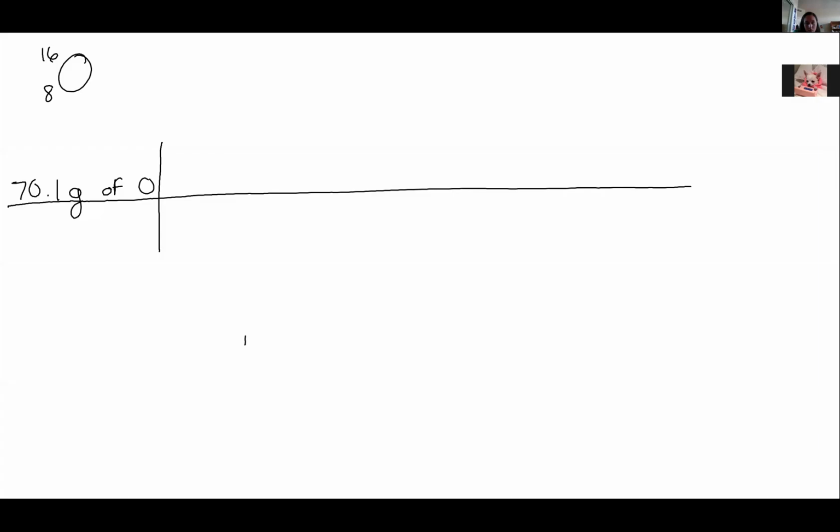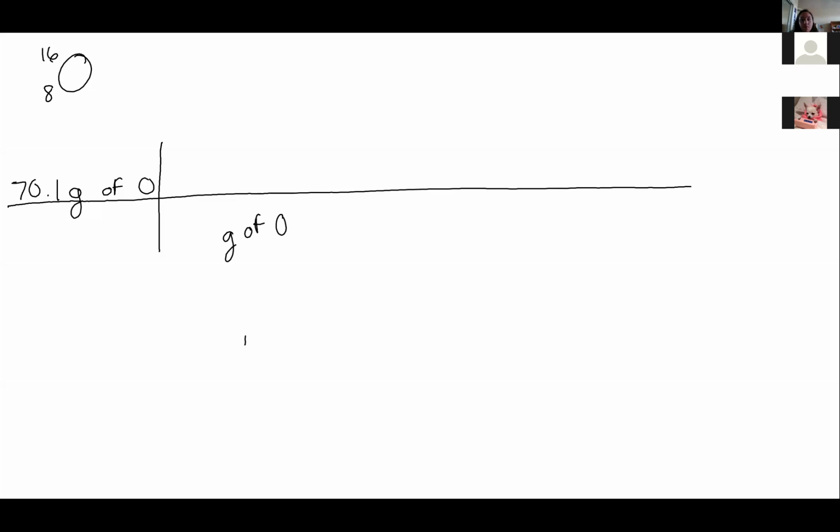To cancel my unit of grams of oxygen, I'm just going to start off by saying, okay, on the bottom, I should have grams of oxygen, right? And then, what do you guys think I'm going to put on the top? Moles? Yes, it's going to be moles.